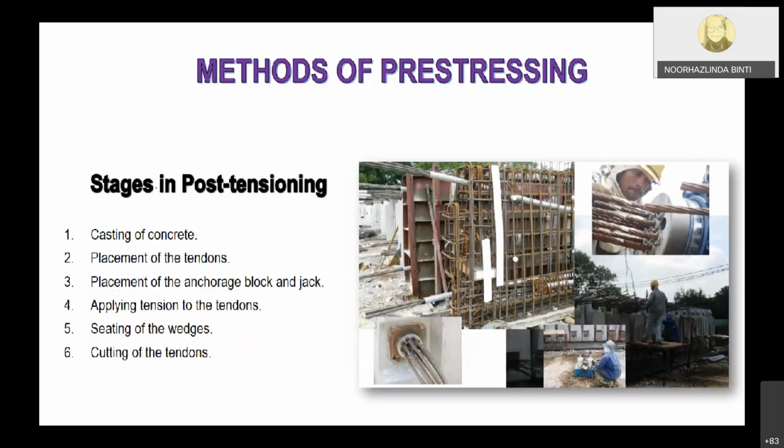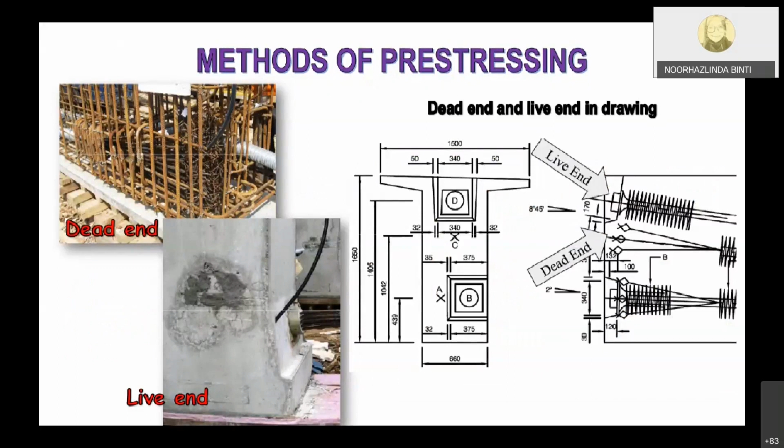Another thing that makes a difference, okay, these are just the stages: casting the concrete, placing the tendons, placement of the anchorage block and jack, applying tension to the tendon, setting the wedges. Wedges are triangular in shape. We put them at the end of the tendon to hold that particular tendon, and then cutting the tendon. So these are the stages in post-tension.